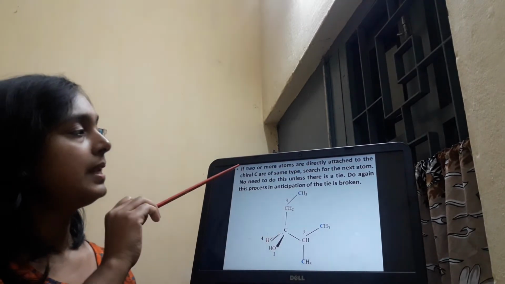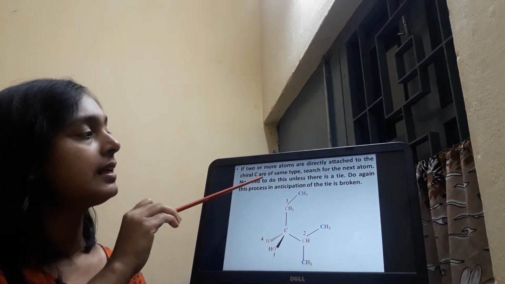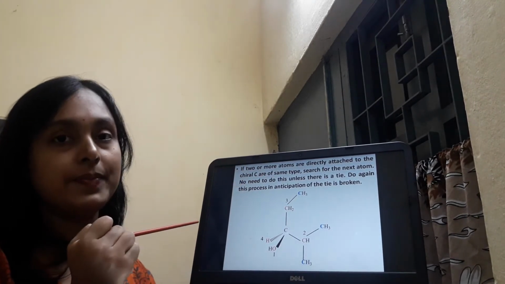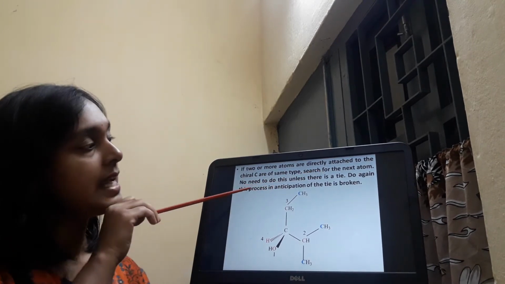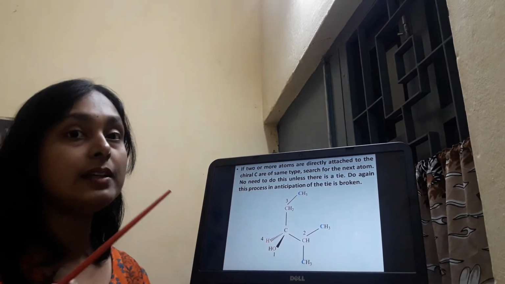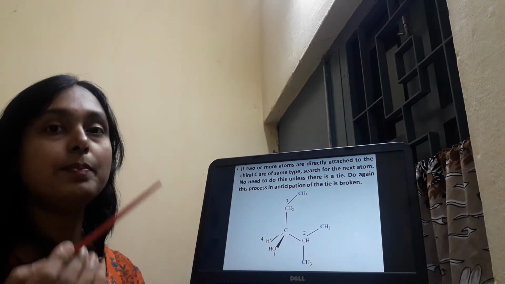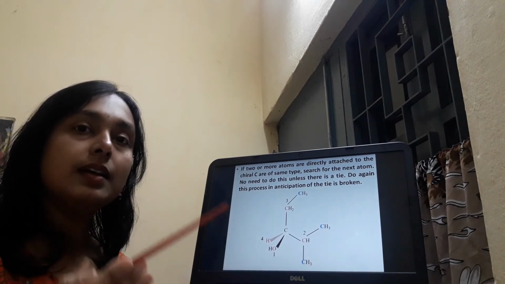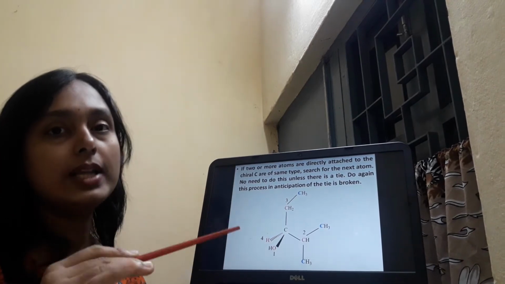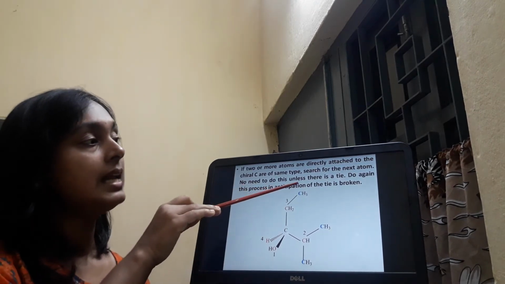In this example, if two or more atoms directly attached to the chiral carbon are identical at the same time, then search for the next atom. You have to find out the next atom. If there is a tie when we consider the priority by atomic number, then the next atom should be considered. No need to do this unless there is a tie.